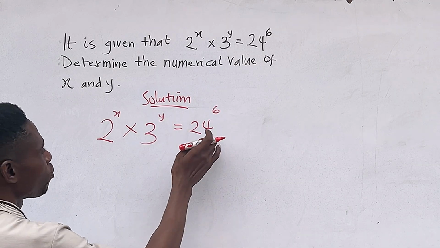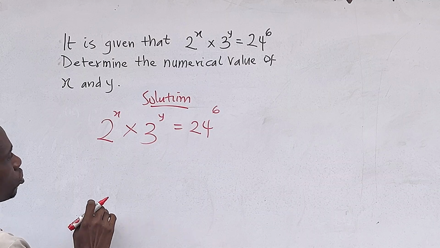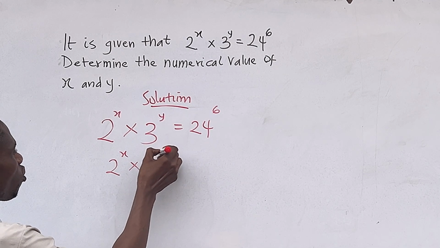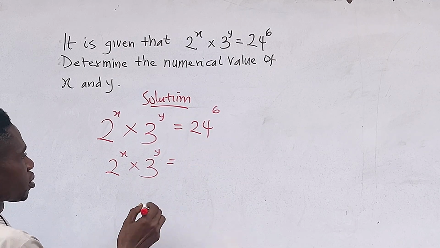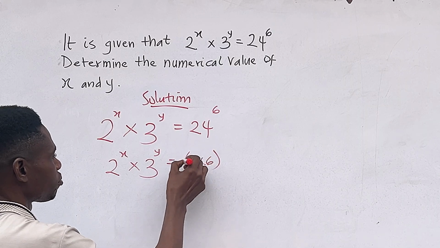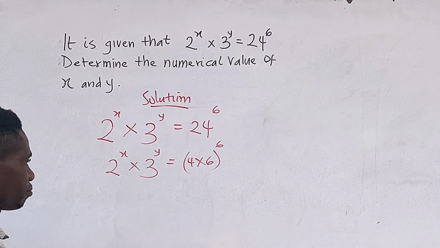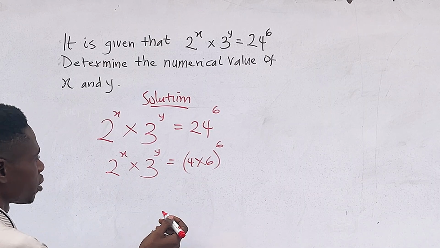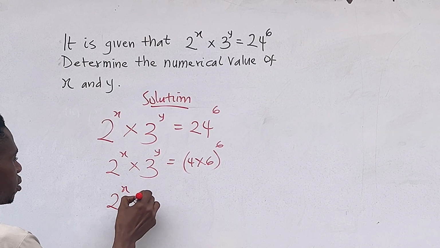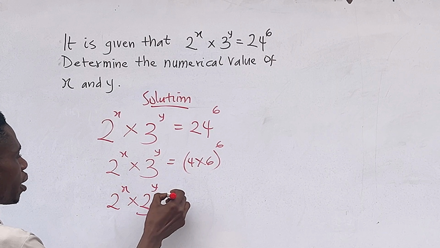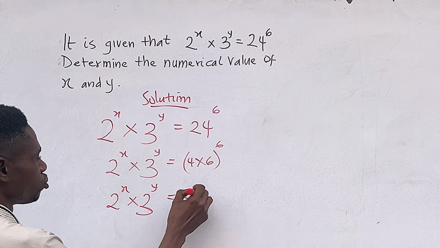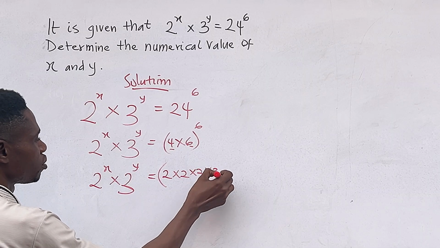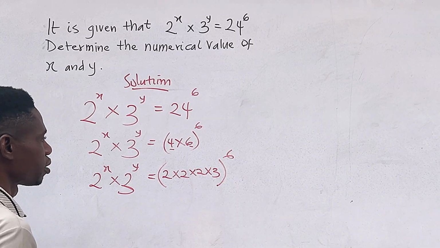Now, we can break this 24 to factors of 2 and 3. So 2 raised to the power x times 3 raised to the power y equal to 24 can be written as 4 times 6 raised to the power 6. Now, since we want 2 and 3, we can break this further. So we'll have 2 raised to the power x times 3 raised to the power y equal to 4 is 2 times 2, that's for 4, while 6 is 2 times 3, all raised to the power 6.